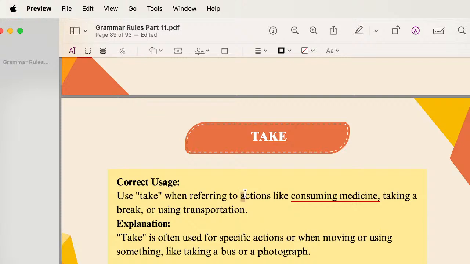There are some actions that must be considered: taking a break or using transportation. So, I took a car to my office, or I took medicine at 8 a.m. I'm taking a break for a while and then we will resume. So for specifically consuming medicine, if you want to take a break, or you're using any sort of transportation, then in that case you're supposed to use take.